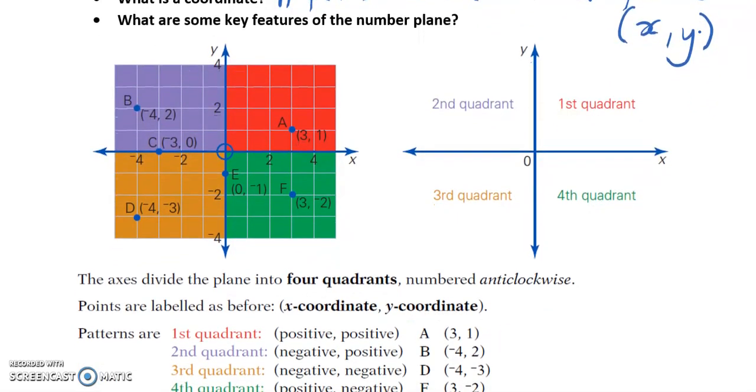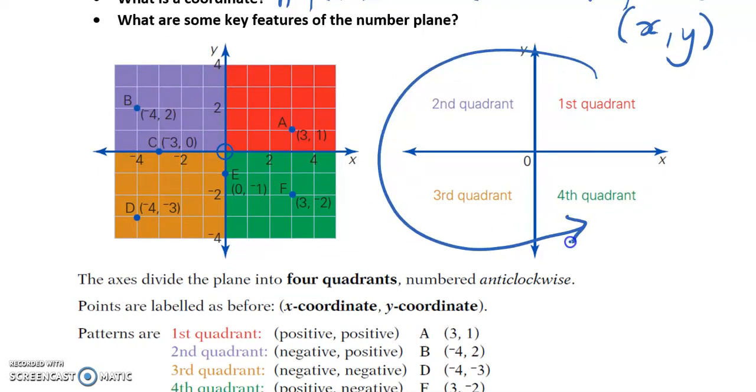Some other key features. Well, there are 4 quadrants to a number plane and they go anti-clockwise this way. The one on the right is the first quadrant, top left, second quadrant, bottom left, third quadrant, bottom right, fourth quadrant. Okay, so keep that in mind.